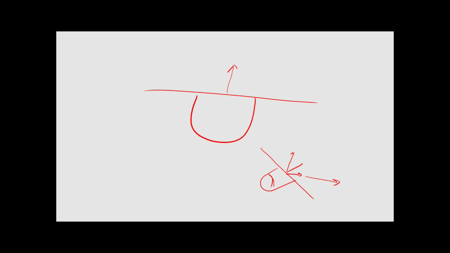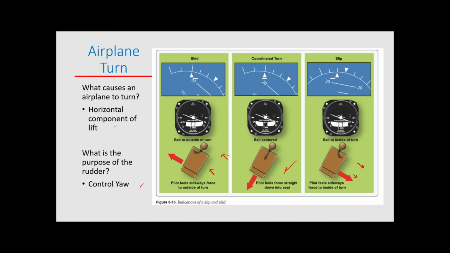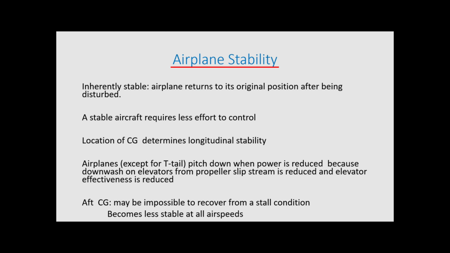The rudder actually controls our coordination. Whenever you're turning the aircraft, you should feel pulled straight down into your seat. If you're ever feeling pulled out or in toward the inside of the turn, then you are uncoordinated. And that's actually uncomfortable for your passengers. We want to use the rudder pedal on that side and step on the ball. So left rudder in this case and right rudder in this case. And the objective is to have the ball centered for a coordinated turn.